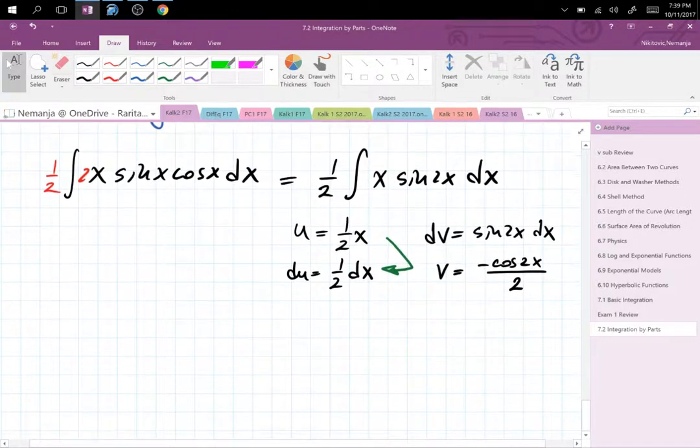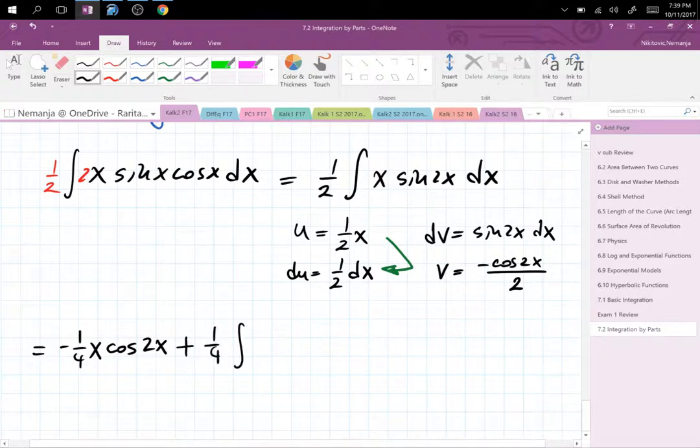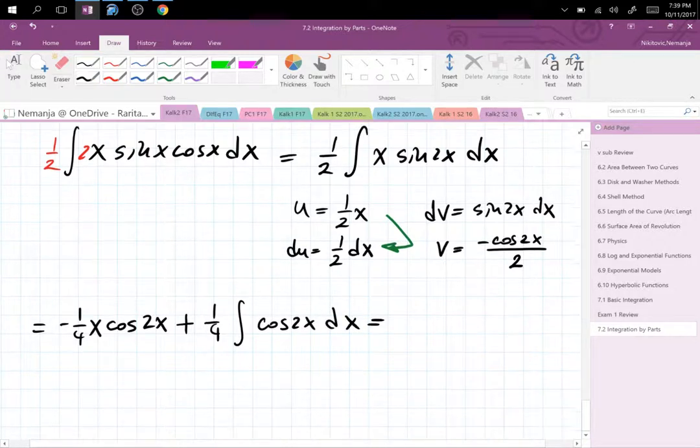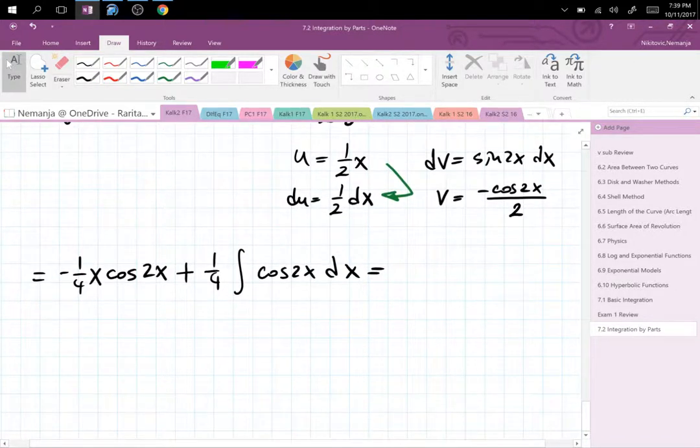Use the formula. So this is the same problem. So what do I have? I have negative 1/4 x cosine 2x. Minus and minus gives me plus 1/4 integral of cosine 2x dx. There we go. It's all good.